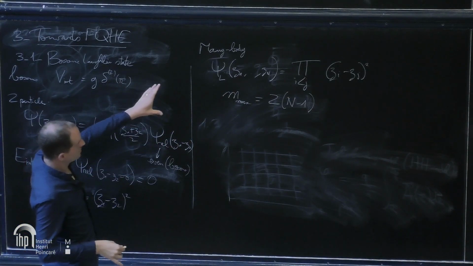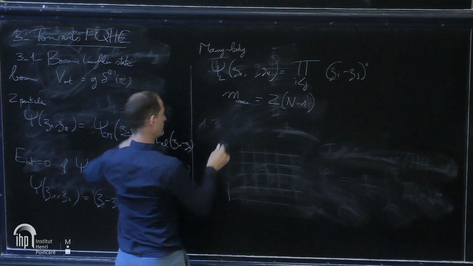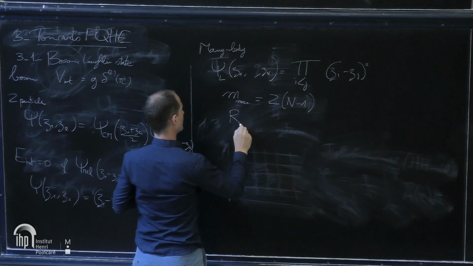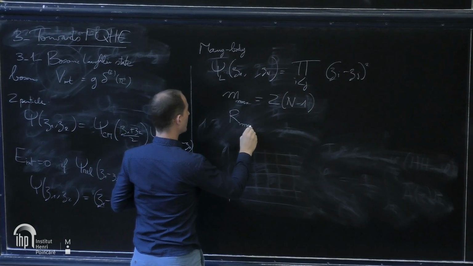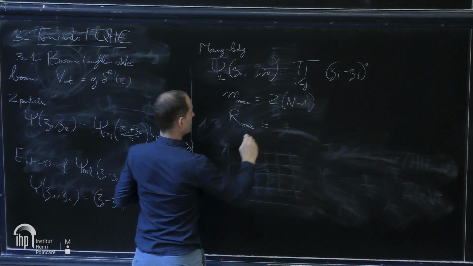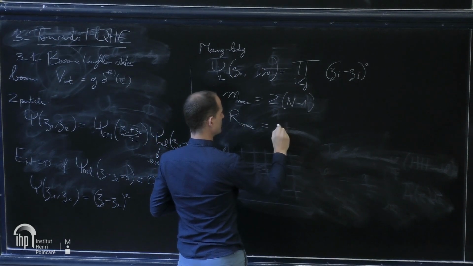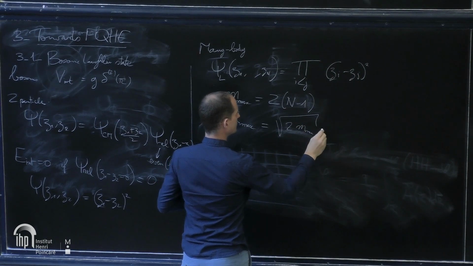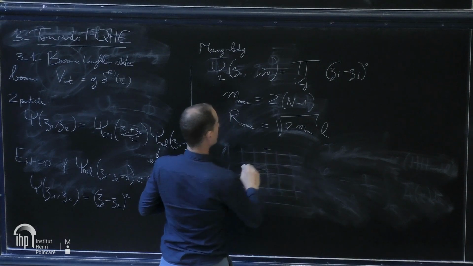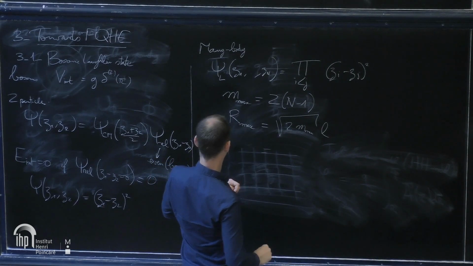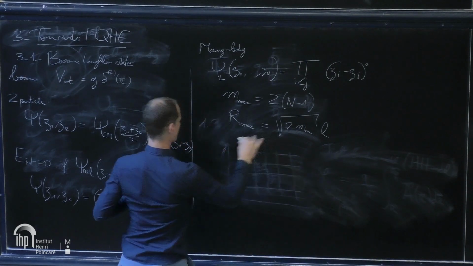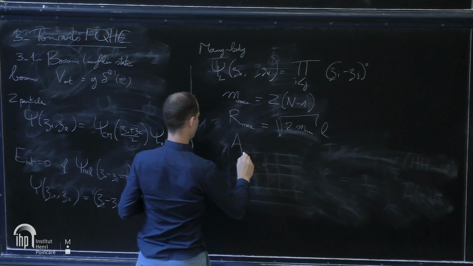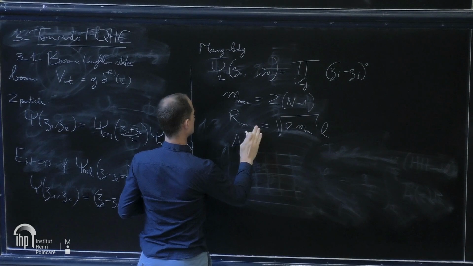So it means that the density will occupy space up to a radius r max. I remind you that it was square root of 2m times L, so square root of 2m max times L. Well, maybe I can continue. Maybe I will rather be interested in the area.